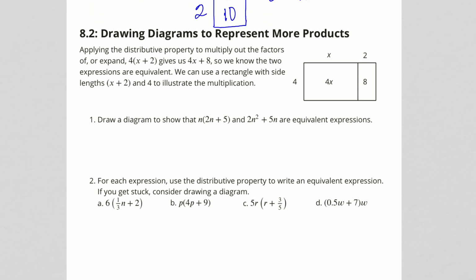So we're going to go down to 8.2. We're drawing diagrams to represent more products. Apply the distributive property to multiply out, or expand, the factors: 4 times the quantity x plus 2 gives us 4x plus 8. So we know the two expressions are equivalent. You can use the rectangle with side lengths x plus 2 and 4 to illustrate the multiplication.